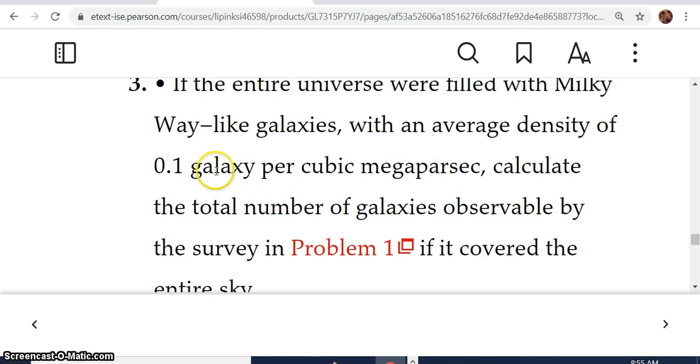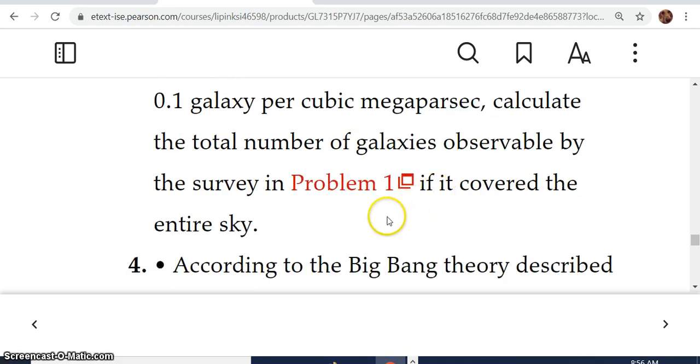All right, so that's a strange sense of density, okay, but you think of 0.1, or 1/10 the mass of the Milky Way, per megaparsec, right, instead of per cubic meter, which we normally would think of as kilograms per cubic meter. So this is going to be Milky Way galaxies per cubic megaparsec, which, remember, is a huge volume of space. Imagine a cube, a million parsecs by a million parsecs by a million parsecs. Anyhow, calculate the total number of galaxies observed by the survey in problem 1.